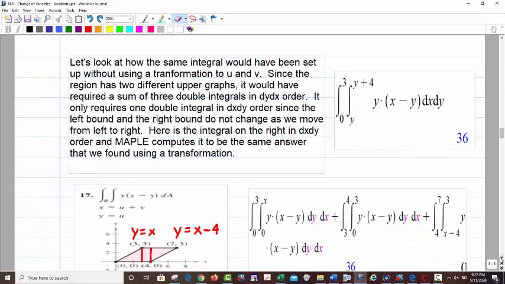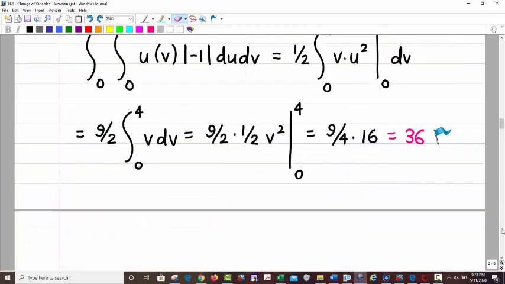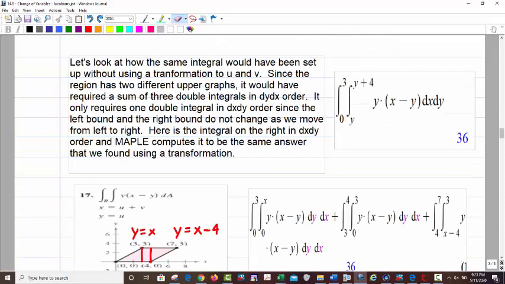This one, I'm just showing you, you don't need to do this, but I'm just showing the integral. Actually, dx dy, if you go back and look at this original sketch, dx dy would be one integral because it's the same left and it's the same right. They don't change. But what's interesting is that dy dx would have been 3 double integrals.